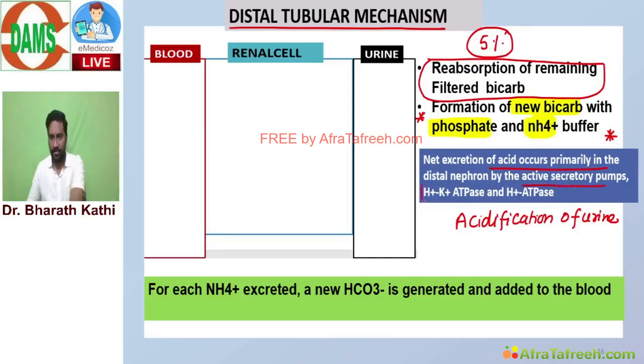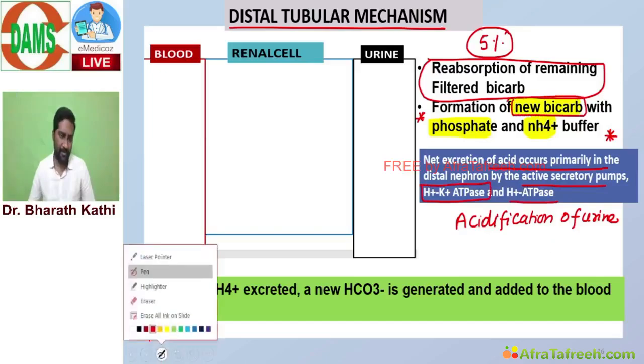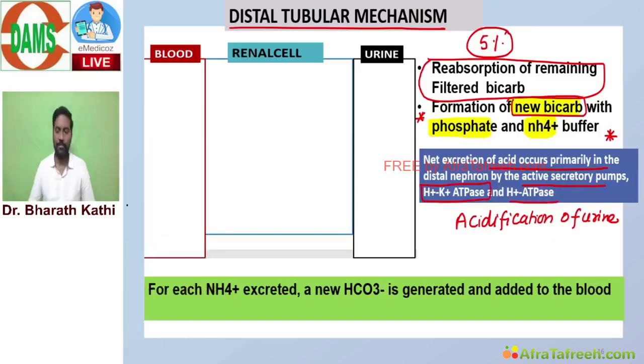There are two important secretory pumps. One is H plus K plus ATPase and the other is H plus ATPase. Now let us see how new bicarbonate is formed with the phosphate and ammonium buffer.